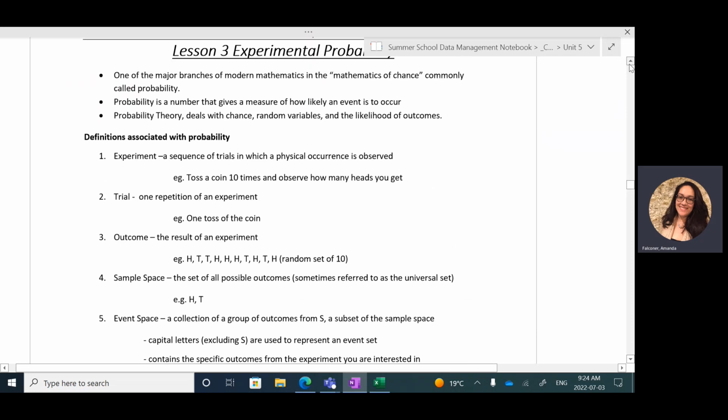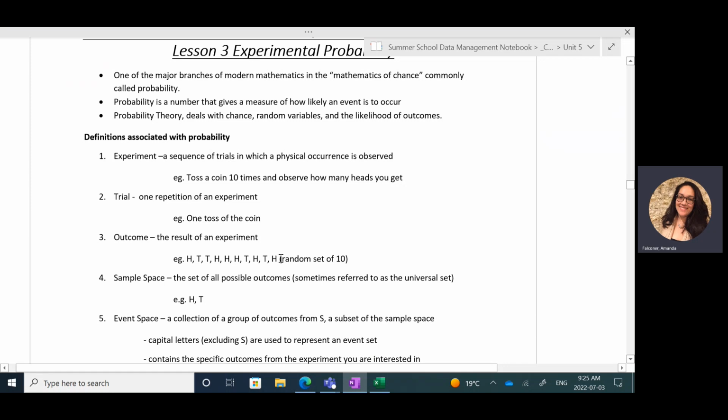One of the major branches of modern mathematics is the mathematics of chance, commonly called probability. Probability is a number that gives a measure of how likely an event is to occur. Probability theory deals with chance, random variables, and the likelihood of outcomes.